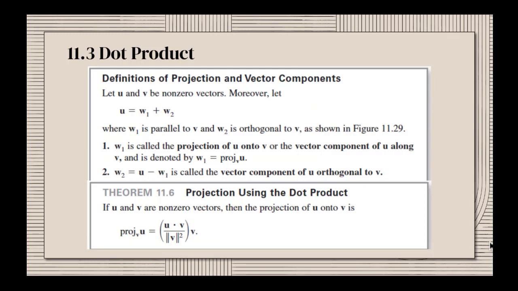Next are some definitions of projections and vector components. So this theorem down here is telling you about two vectors and how to find the projection of u onto v. And so the projection of u onto v is denoted as u dot v over the magnitude of v squared times the v vector.